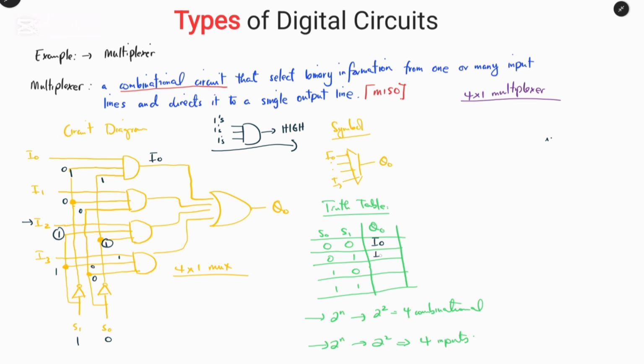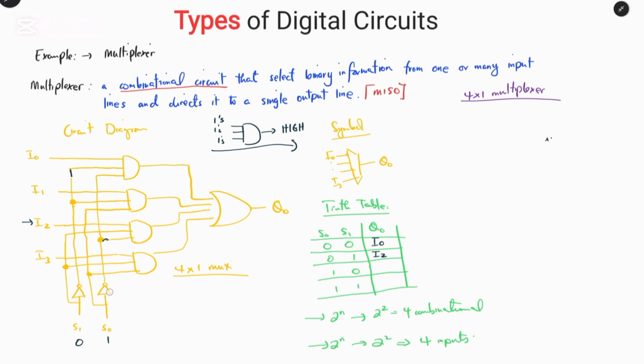So we can have I2 when the select line S1 is equal to high. That means I2 passes through to the other side because all the conditions of the third AND gate are true. We have 1, 1 and the information I2, so it will allow I2 to pass through. Now what will happen if we have this as 0 and this as 1? What will happen?